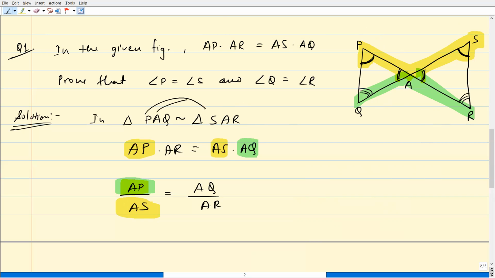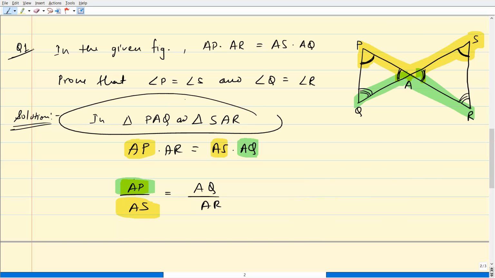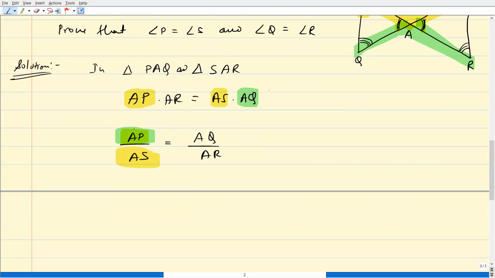So the order of these things is important, but not here. In this step you can write any name. It will not be wrong if you write any other name, as there is no similarity established yet. But I would recommend writing the proper name from here itself, so that you don't have to do this again and there is no confusion. So we have got the sides in the ratio.